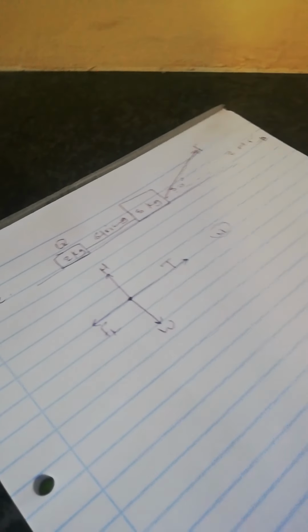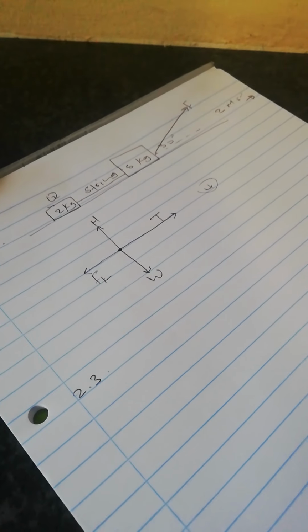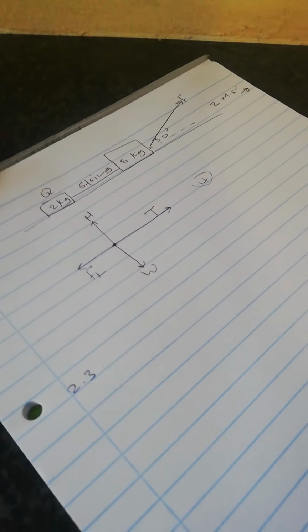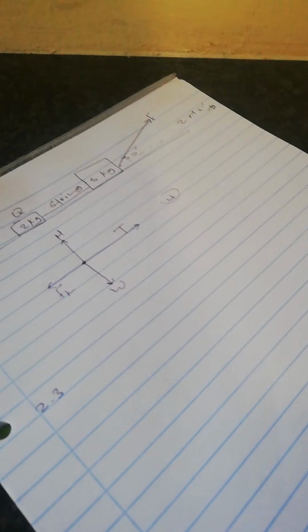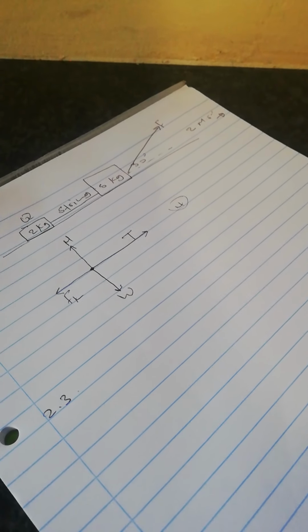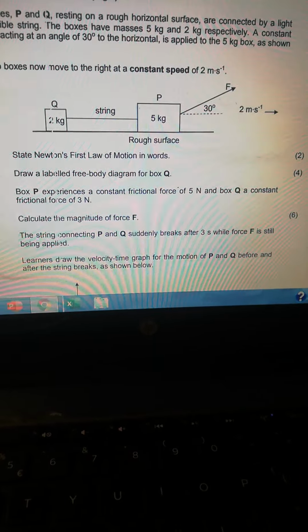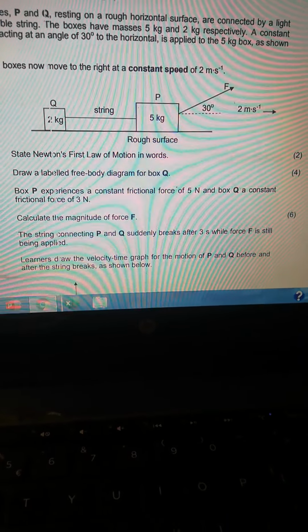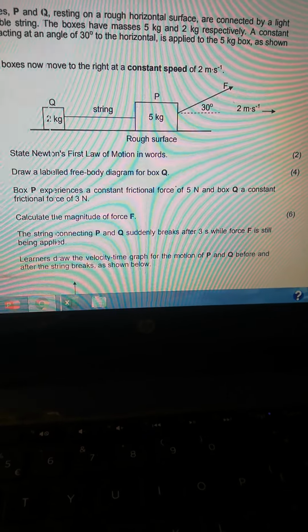So 2.3, they're saying box P experiences a constant frictional force of 5 Newton, and box Q a constant frictional force of 3 Newton. Right, so now they say calculate the magnitude of force F. Okay, let me show you the paper again. Let's read again. Box P experiences a constant frictional force of 5 Newton, and box Q a constant frictional force of 3 Newton. Then we must calculate the magnitude of force F.